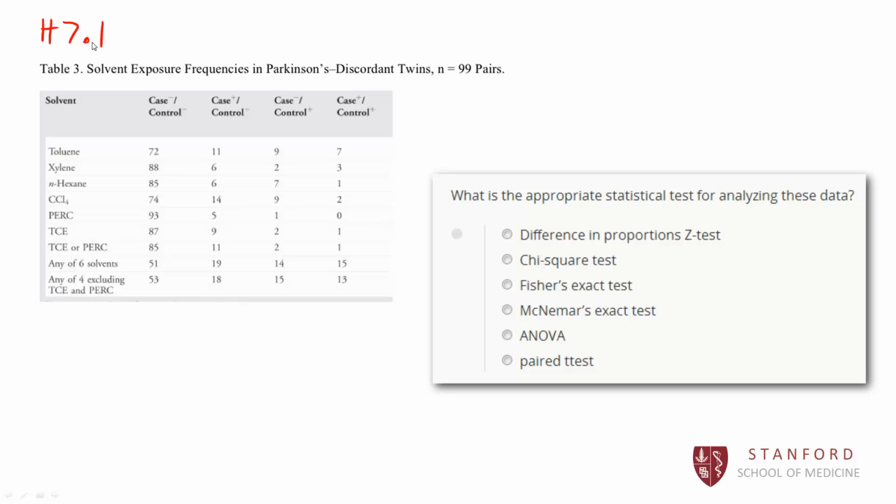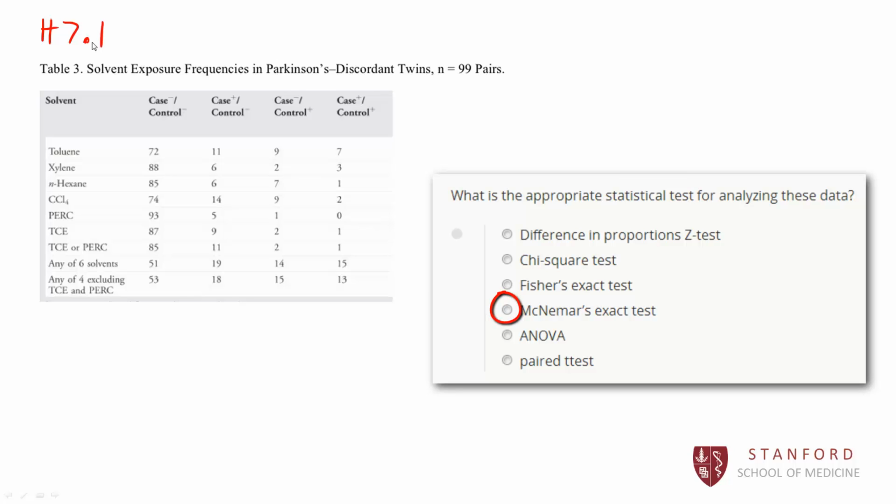Our outcome here is binary. You have Parkinson's disease or you don't. Our exposure variable, our predictor variable, is whether or not you've been exposed to various chemicals. So we have essentially categorical data for both the predictor and the outcome, but we have this correlation. So that's going to tell us that we're going to have to do a McNemar's test.